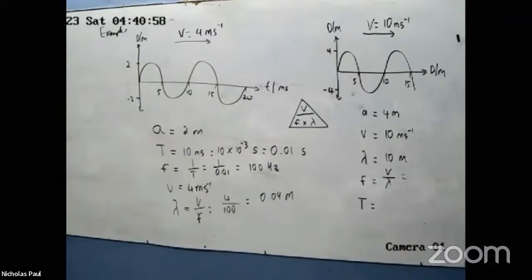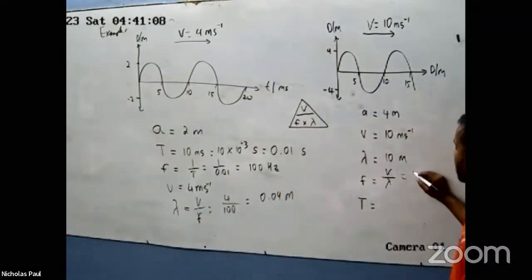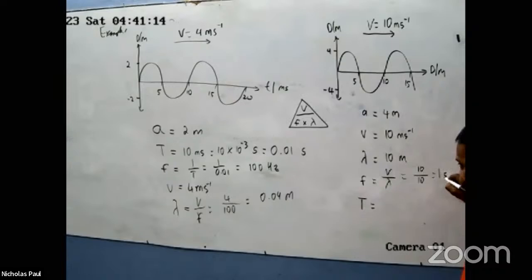Right, so let's check out. F is equal to v on lambda. V was 10 over 10, so that's 1 second. Correct? Yeah?